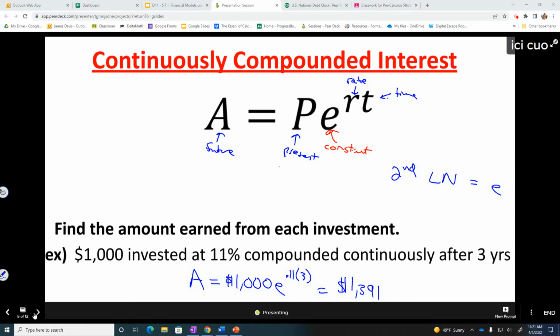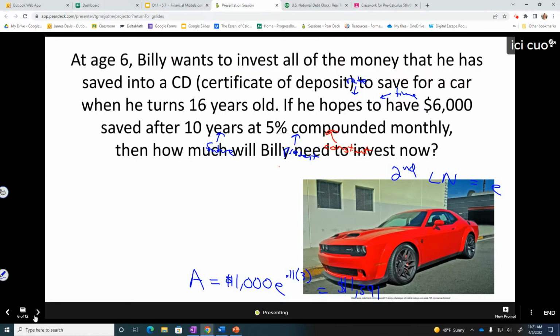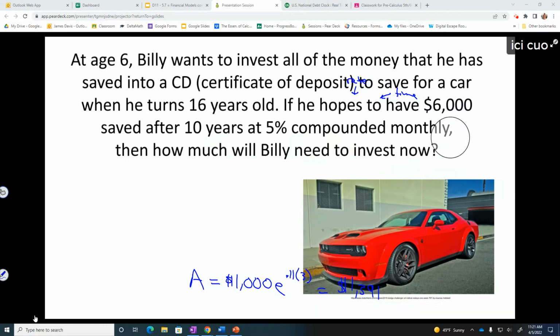The main thing we're going to do today is answer a question like this here. Yesterday we figured out how much a home was going to be worth. Today we're going to figure out how much money we need to save for a car. So we got 6-year-old Billy. He really likes red race cars. So he decides he's going to save up. He wants to invest some money to make sure he can buy a car like this when he turns 16.